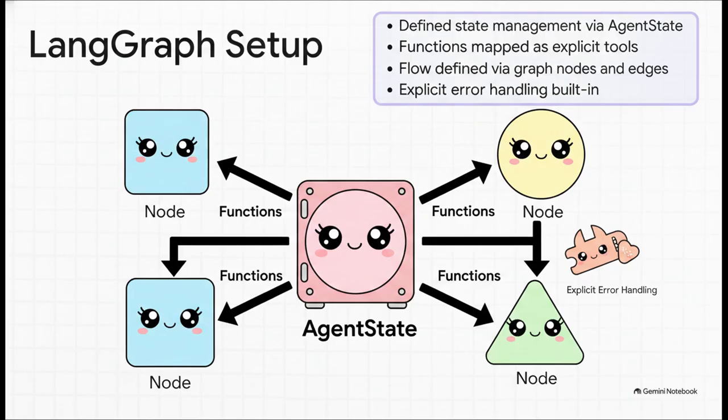Then you implement functions as tools with super precise input and output types. But here's the kicker. You explicitly map out the entire process as a graph. You build nodes for research, analysis, and reporting, and you literally draw the edges connecting them. You dictate every single transition, meaning if something breaks, you know exactly which node it broke in, complete with explicit error handling to catch it.